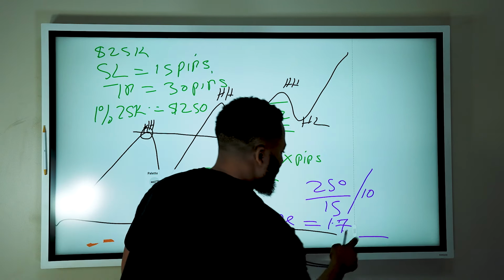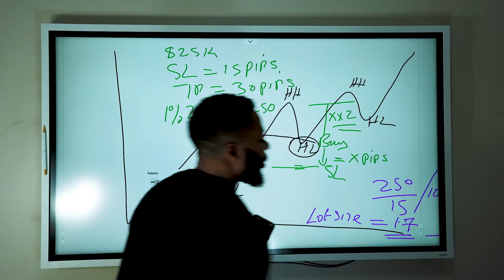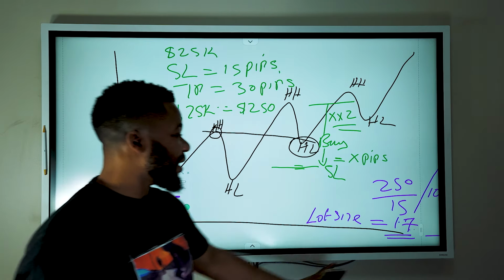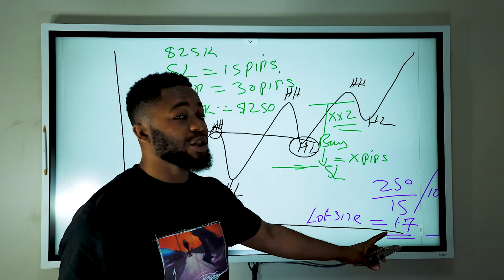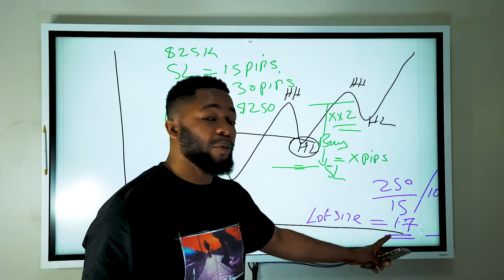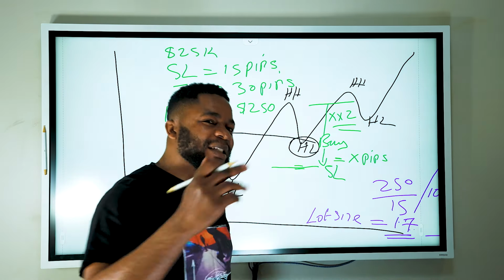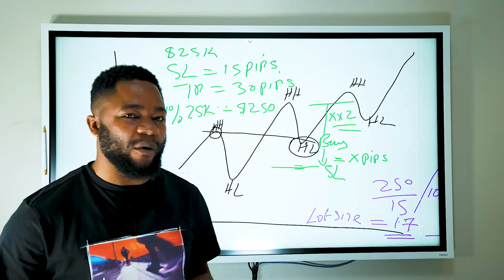1.7. So that is the lot size I'm going to be using on this particular trade, so that if the trade doesn't go my way, I will only lose 1%, and if it goes my way, I'll be making 2%. Let's do a reverse check to confirm if our answer is correct.